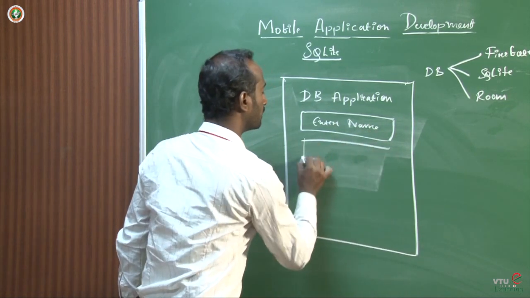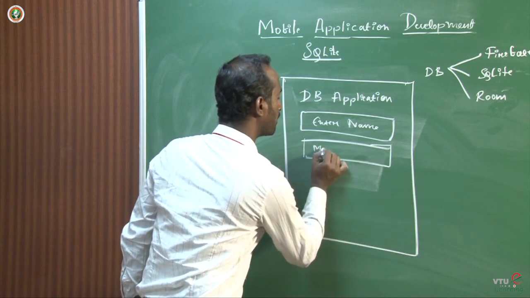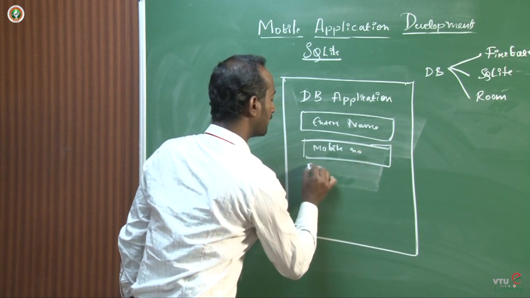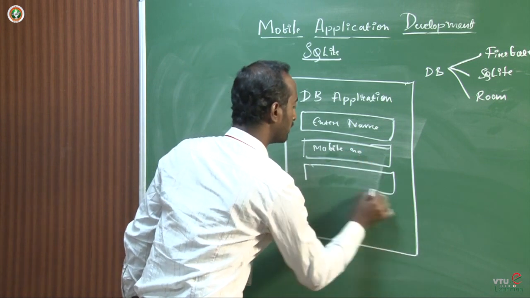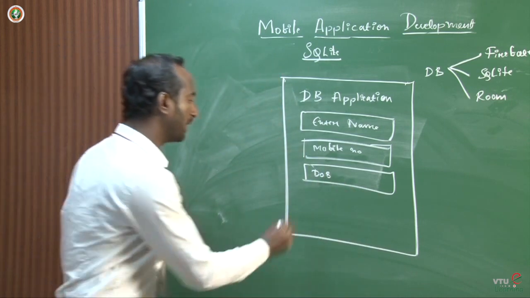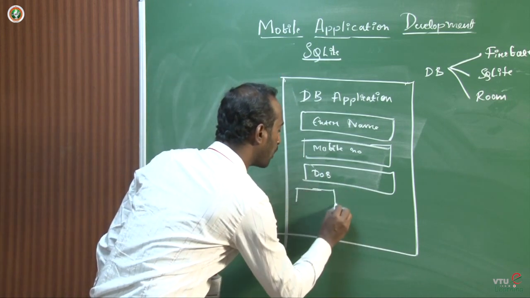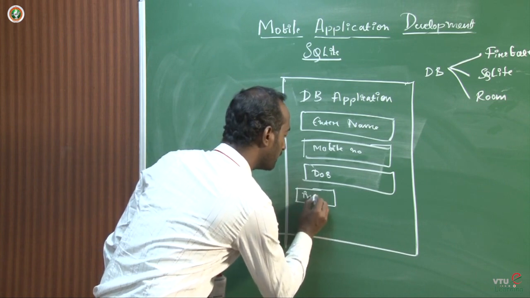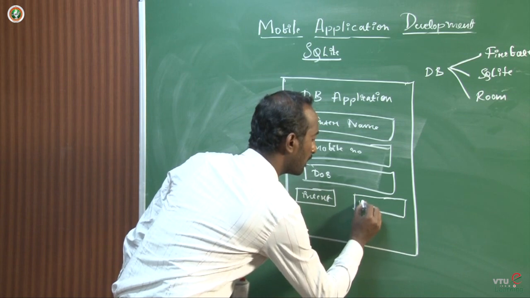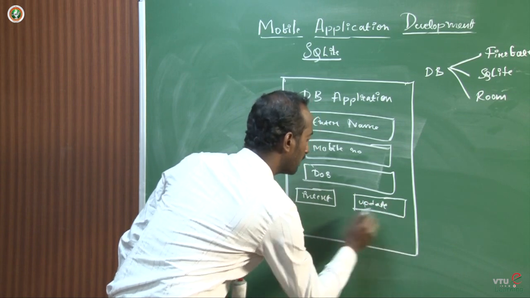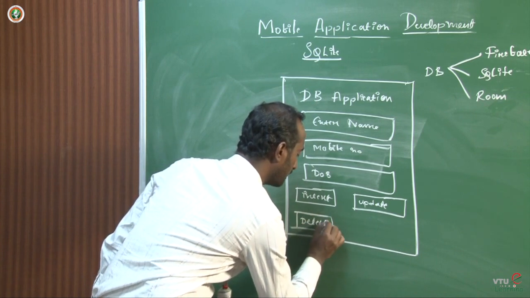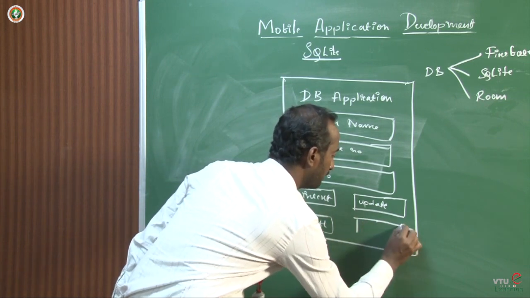Next, mobile number should be entered. The user mobile number should be given. The last one, date of birth will be obtained. Then I'm going to provide 4 buttons here. One is for insert, other one is for update, other one is for delete, other one is for view.